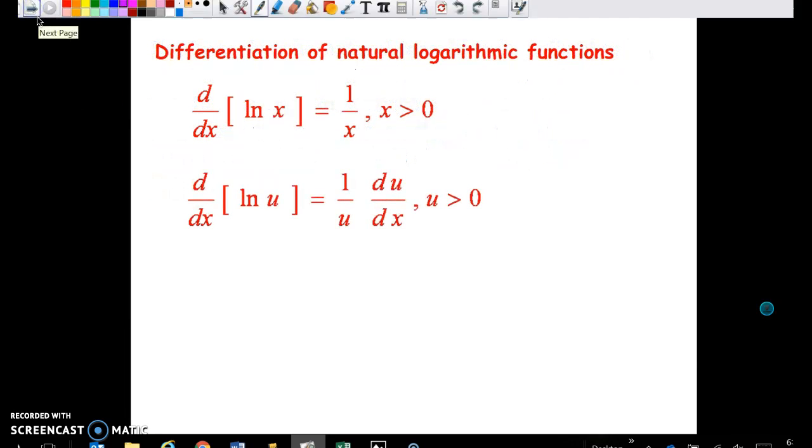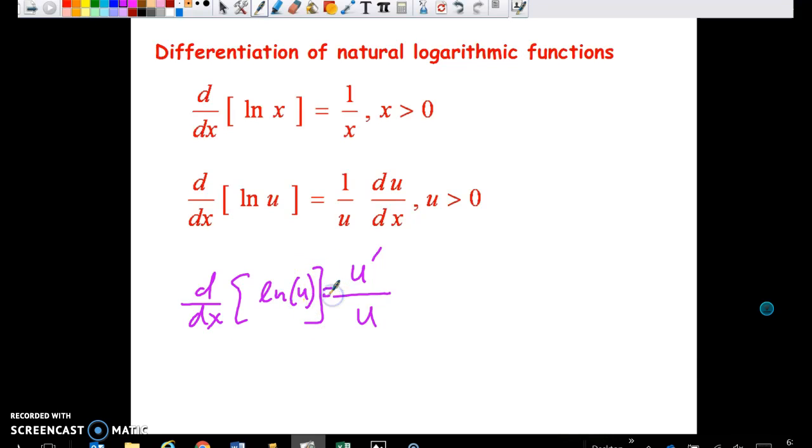So in summary, the derivative of the natural log of x is equal to 1 over x, and in general, the derivative with respect to x of the natural log of something, u, is 1 over u times the derivative of u with respect to x. In other words, in your textbook, u prime over u. The derivative with respect to x of the natural log function evaluated at u is u prime over u.